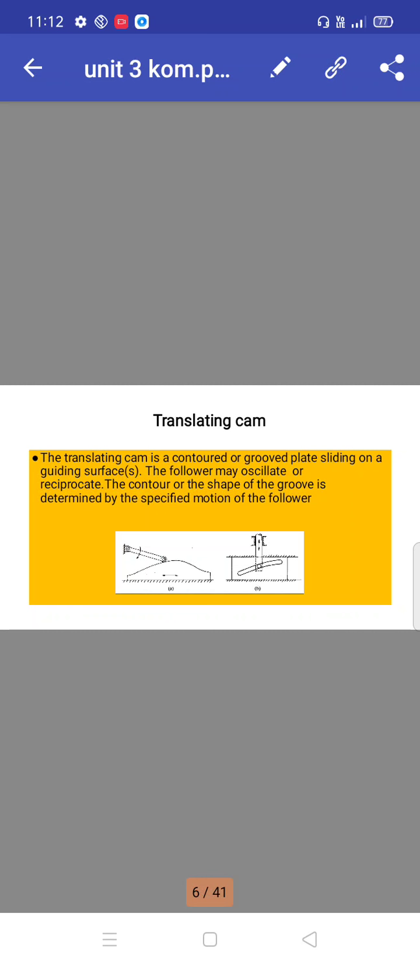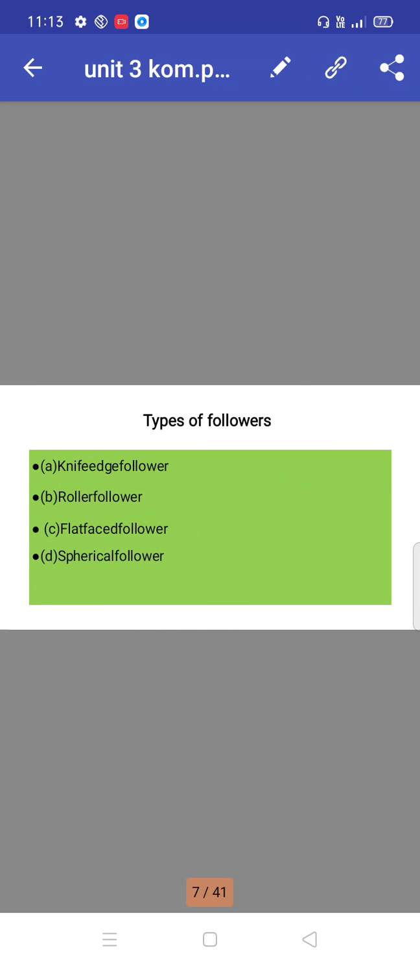Translating cam. The translating cam is a contoured or grooved plate sliding on a guiding surface. The follower may oscillate or reciprocate. The contour or the shape of the groove is determined by the specified motion of the follower. The types of followers are: knife edge follower, roller follower, flat faced follower, and spherical follower.